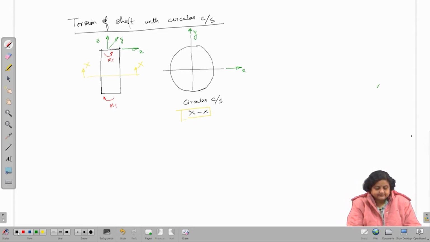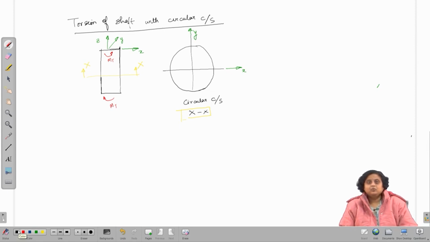Okay, so let us get back to the problem. So we have a cylindrical shaft. The cross section XX, as I have drawn, is circular, so it is a uniform circular cross section shaft. The coordinate axes x, y, z are shown. A torsional moment MT is applied on the shaft. An equal and opposite MT is applied on the shaft, so that it is in equilibrium.